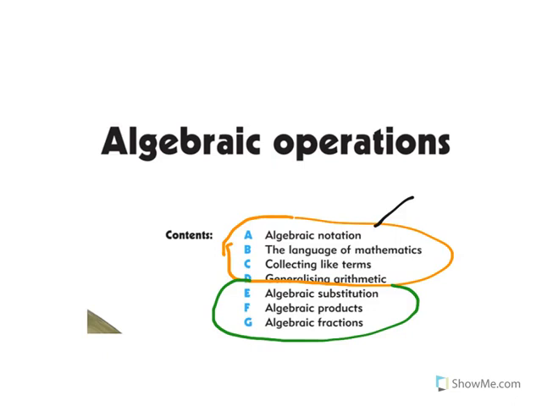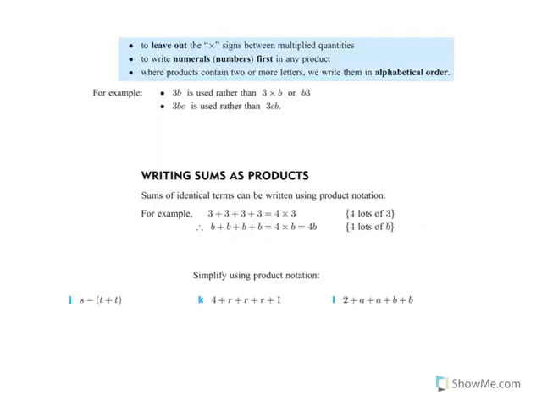Okay, let's start with algebraic notation. With algebraic notation, you will recall that we leave out the x sign, the multiplication sign between multiple quantities, and we write numbers first. And where the products contain two or more letters, we write them in alphabetical order. This is review. So we see, as an example, that 3b is used instead of 3 times b. Okay? And it's used instead of b3. So remember that. And 3bc is used instead of 3cb.